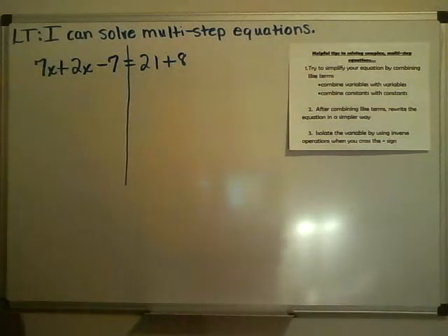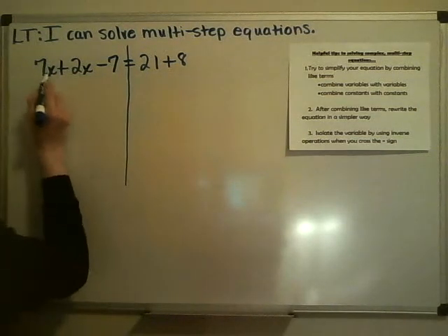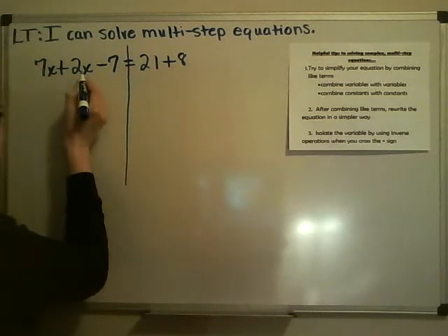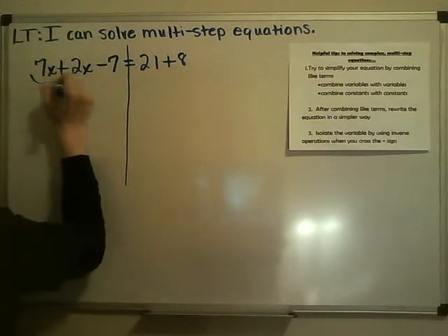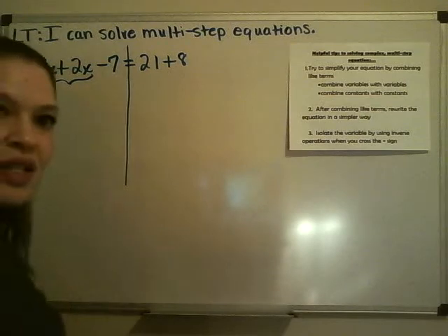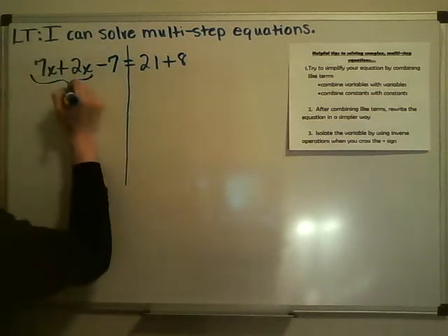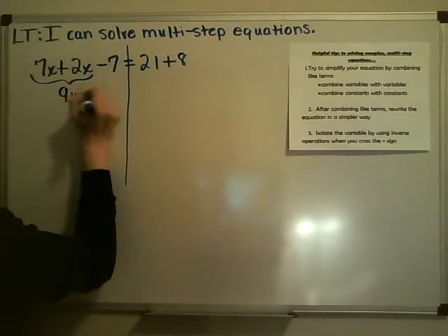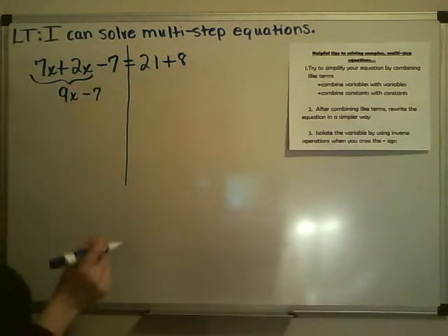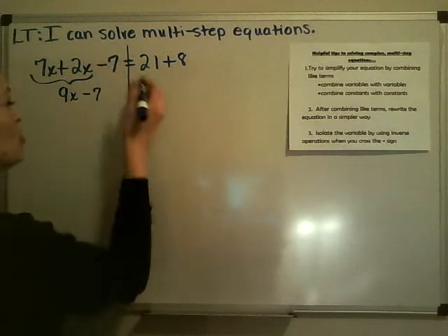All right, hopefully you're noticing that that 7x, that's a variable with an x, that's a variable with an x, those can be combined. So what is 7x plus 2x? That's going to be 9x minus 7 on this side. I'm going to drop my equal sign.